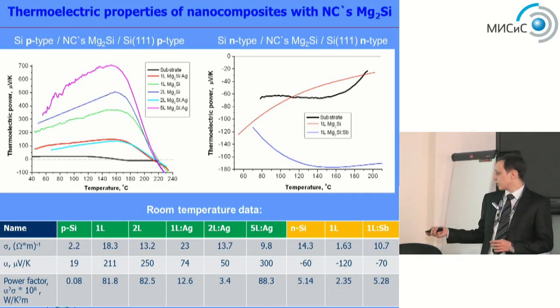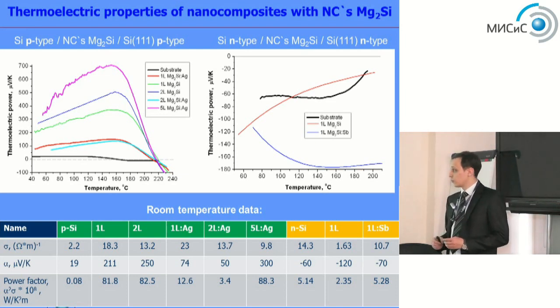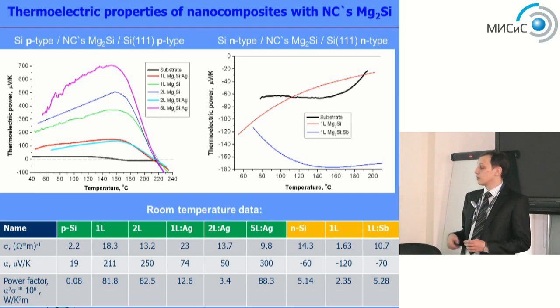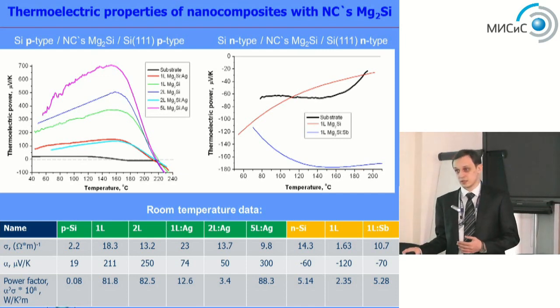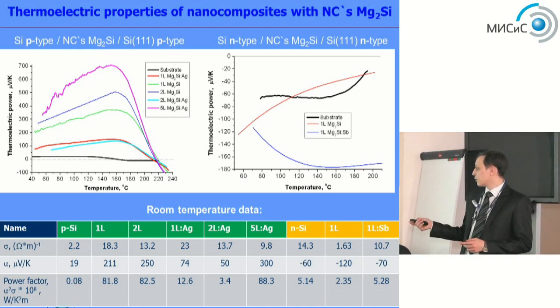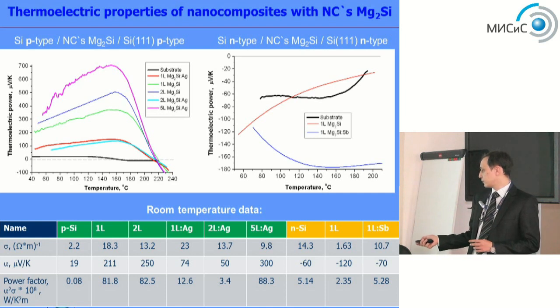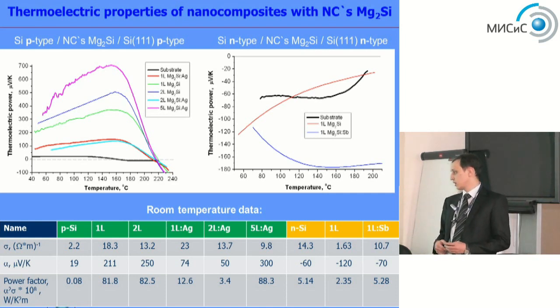For N-type, unfortunately, magnesium silicide is not so good material for increasing in N-type silicon matrix, because magnesium silicide has P-type conductivity. And therefore, we obtain decreasing of conductivity with using magnesium silicide.